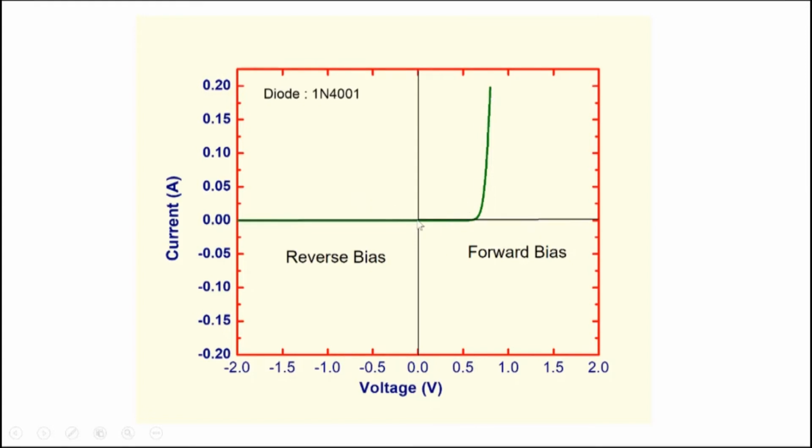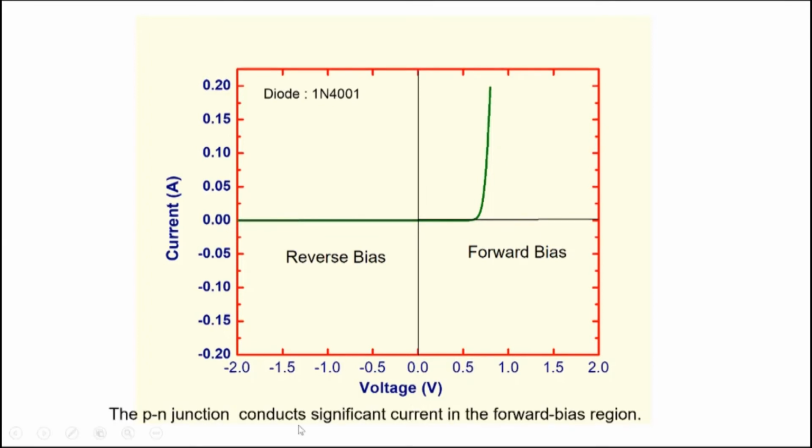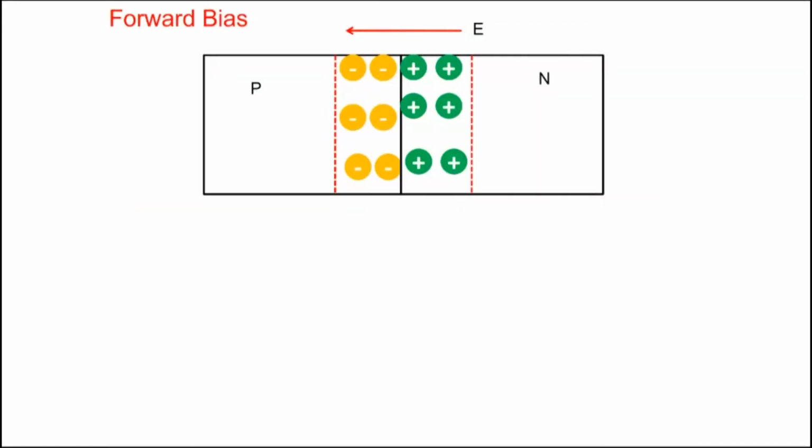So in the forward bias direction, the p-n junction has an exponential current-voltage characteristic, and an exponential on a linear plot will look like this here, okay? And with this kind of behavior, the p-n junction conducts significant current in the forward bias direction, and in the reverse bias direction, very little current. So that's the nature of the p-n junction.